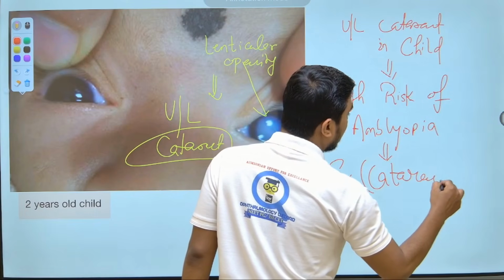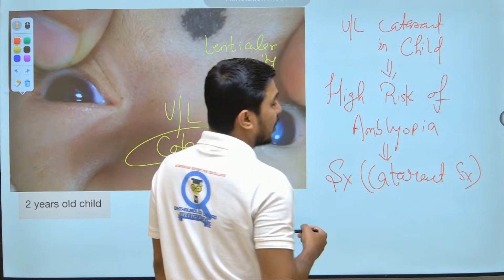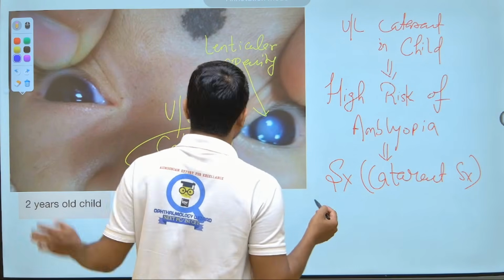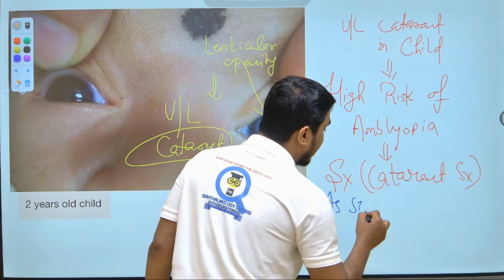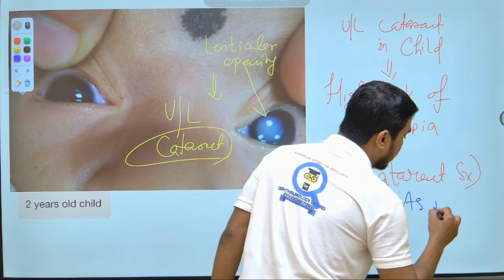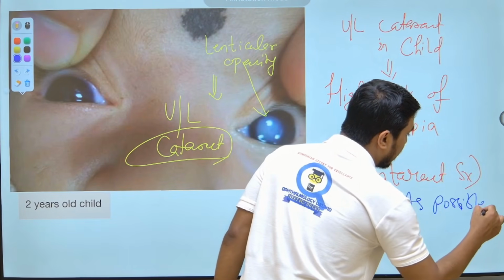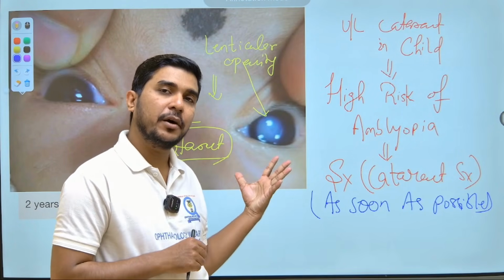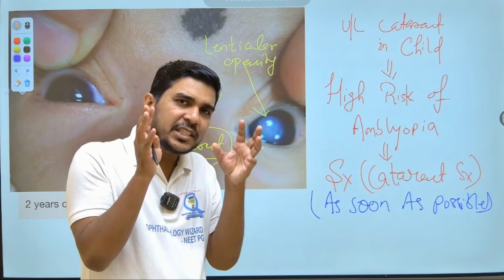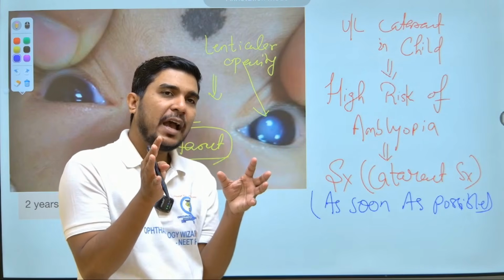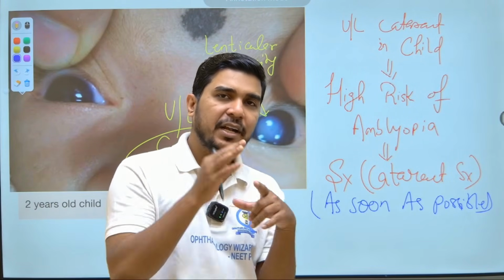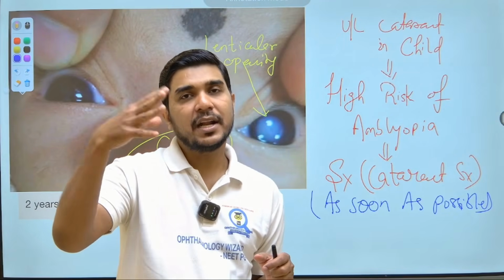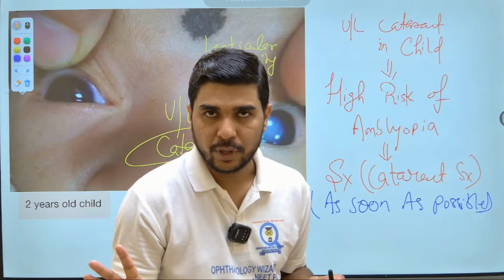Cataract surgery. When will you do the cataract surgery? Very simple answer: as soon as possible. Understood? What type of lens are you going to put here? The eye of the child is small, so we have to put the IOL after under correcting. Depending on the age, we do the under correction, and after under correction we will put the IOL.